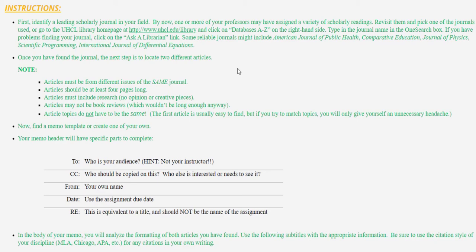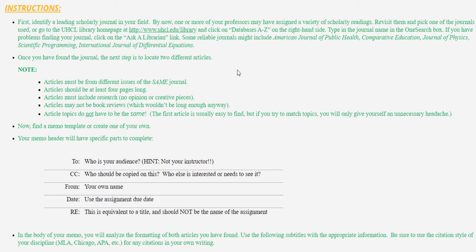And then you're going to find a second article. Now, the second article does not need to cover the same topic. It just needs to be from the same journal. Do not choose an article on the same topic because it will drive you crazy trying to find another one that's also in the same journal. Do not choose 2 articles that are from different journals. You must choose 2 from the same journal.